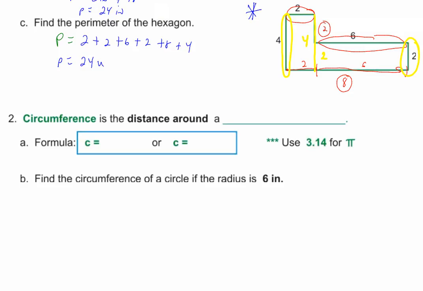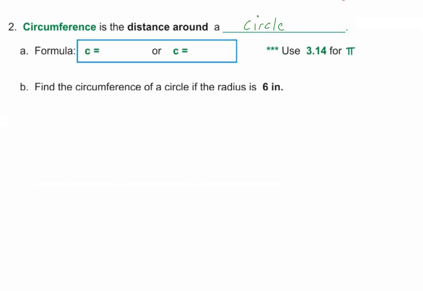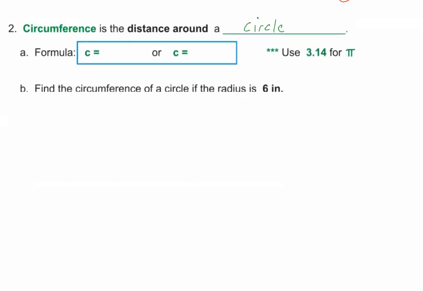All right. So perimeter. So circumference. Circumference. All right. So circumference is the distance not around a polygon, but around a circle. So when you see the word circumference, you have to think the distance around a circle, not the distance around a polygon. There are two circumference formulas.